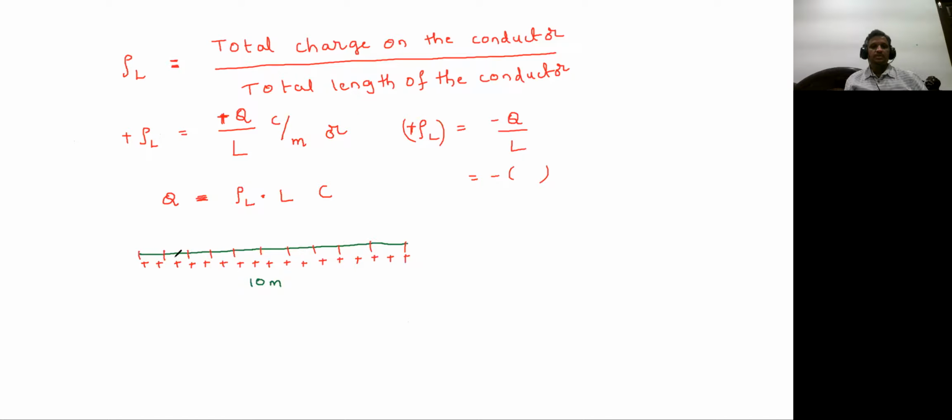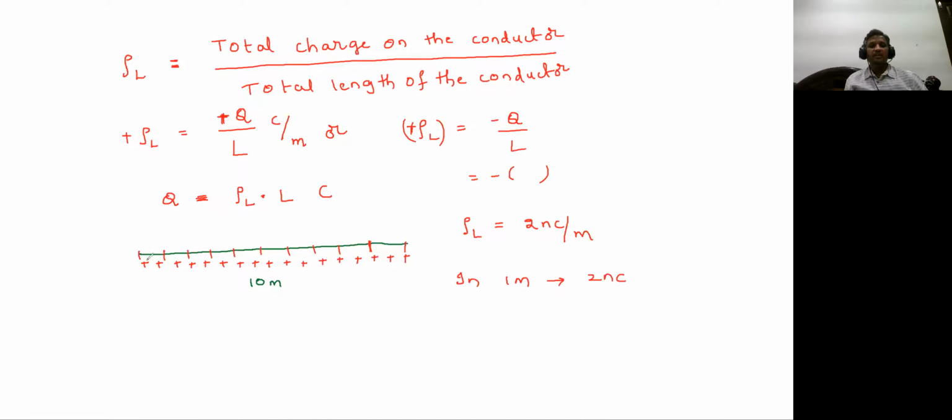Okay, so this is a 10 meter conducting wire and you have distributed charge. Now rho L will be given, let's say, as 2 nano coulomb per meter. What is the meaning of this? Rho L is equal to 2 nano coulomb per meter means in 1 meter length of the wire, there is a charge of 2 nano coulomb.